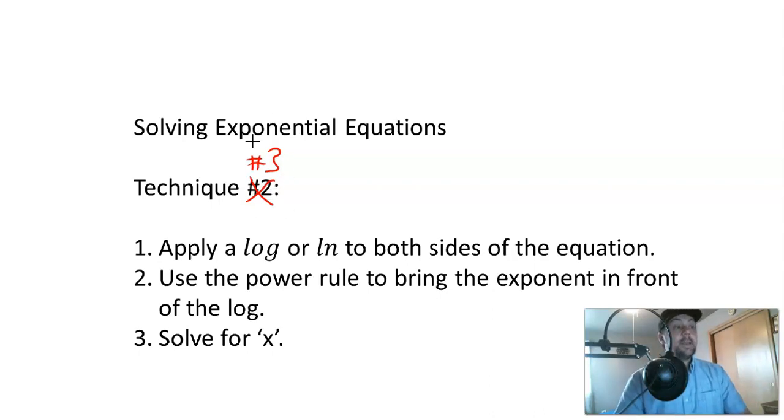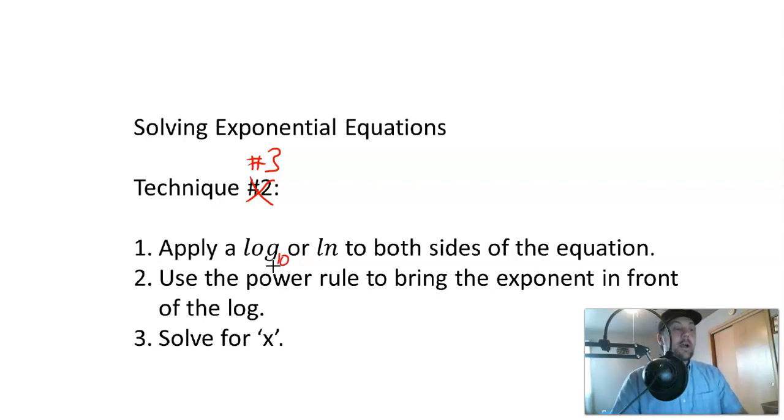Technique number 3, if you have an exponential equation where you can't rewrite both sides with the same base, is to apply a log to both sides, either a log base 10, because the base isn't written here, so that's a log base 10, or a natural log to both sides of the equation. Now, I remember when I first started teaching that I preferred to use natural log on both sides. It's just less writing. But my students didn't really like natural log. It seemed more difficult to them. They were more confused by natural log. They were more comfortable with log base 10. So I've switched my habit to that. So now I use log base 10 on both sides.